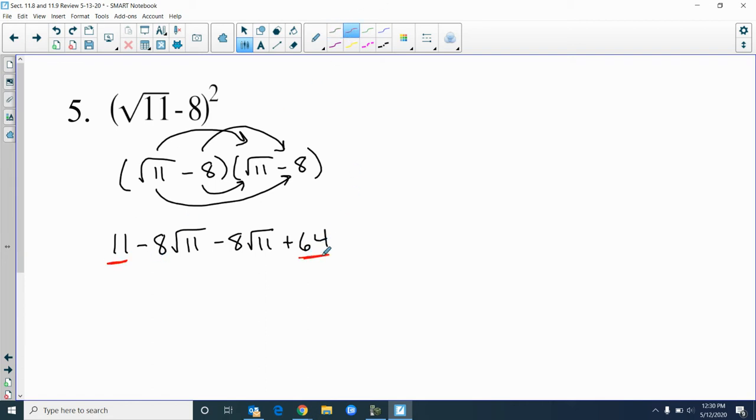I got an 11. I got a positive 64. That's 75. Negative 8 square root of 11 minus 8 square root of 11 is negative 16 square root of 11. Nothing you can do there. Do not take 75 minus 16 because you cannot, because they're not like radicals.